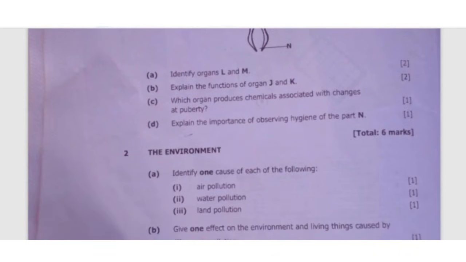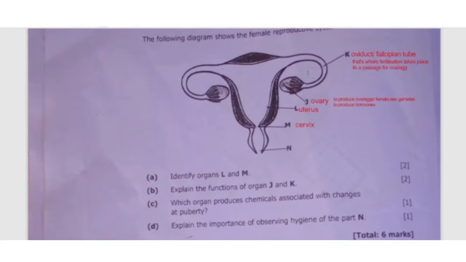We go to question number C. Which organ produces chemicals associated with changes in puberty? Like earlier on, I'm sure that was the first question in section A.